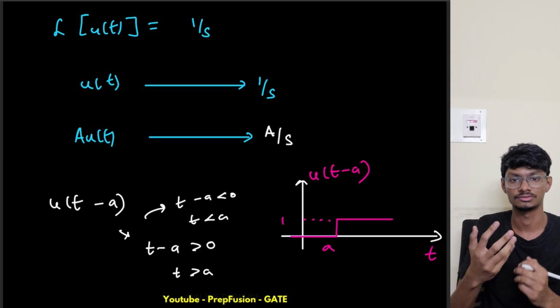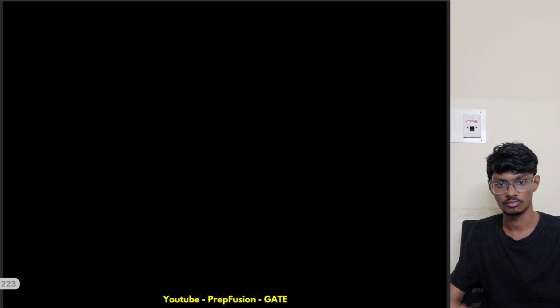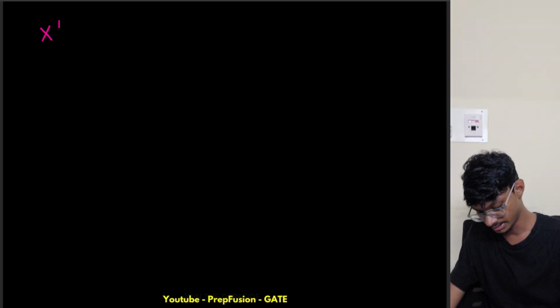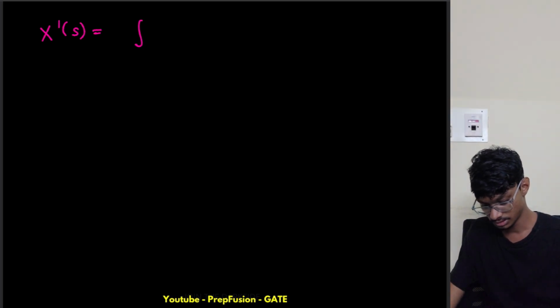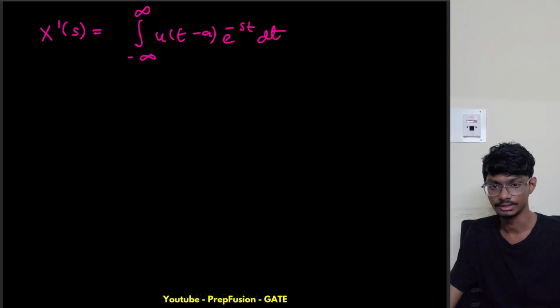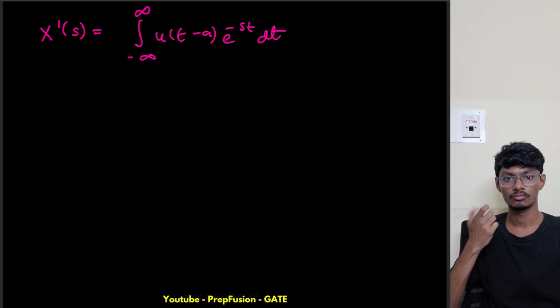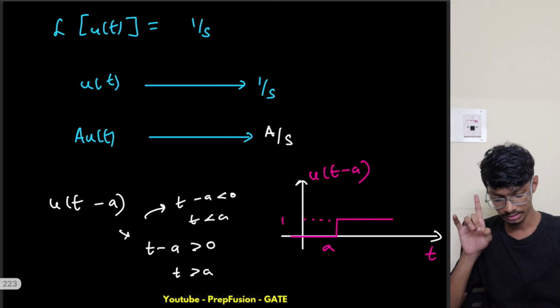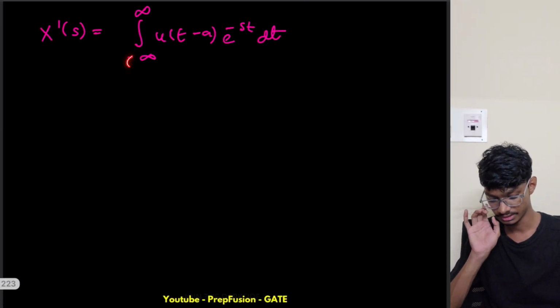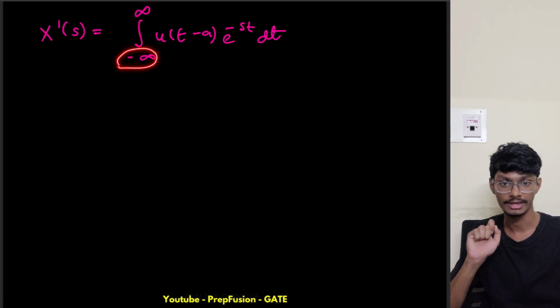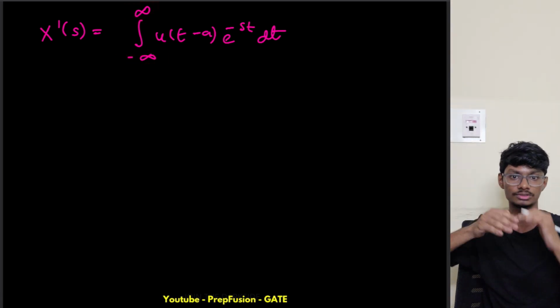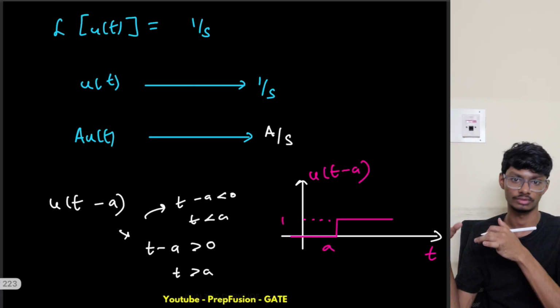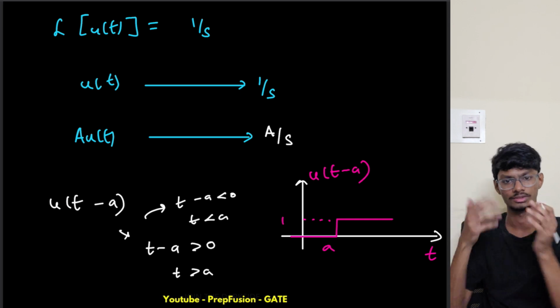Now what will be the Laplace transform of this? Let me write the formula again. Let me write this as X dash of s right now: the integral from minus infinity to infinity of u of t minus a, e raised to power minus st dt. The important point to note here is that this is 1 when t equals a. These are the limits of t. So when t equals a, it will be 1, and before that a it will be 0. Now here a can be negative as well, so this can lie before t equals 0 as well. So a can be anything.